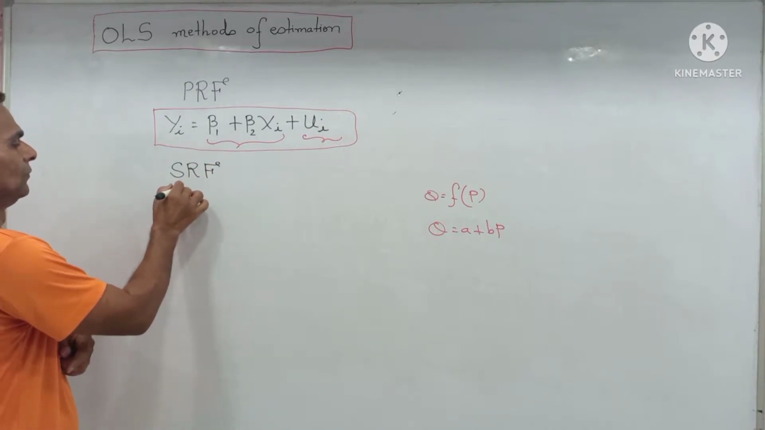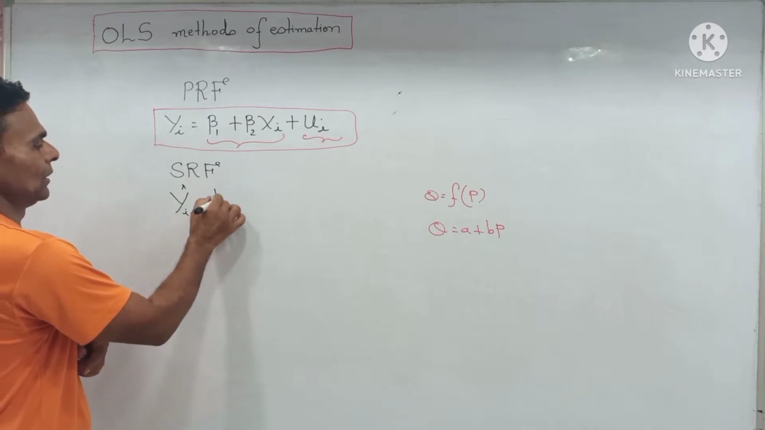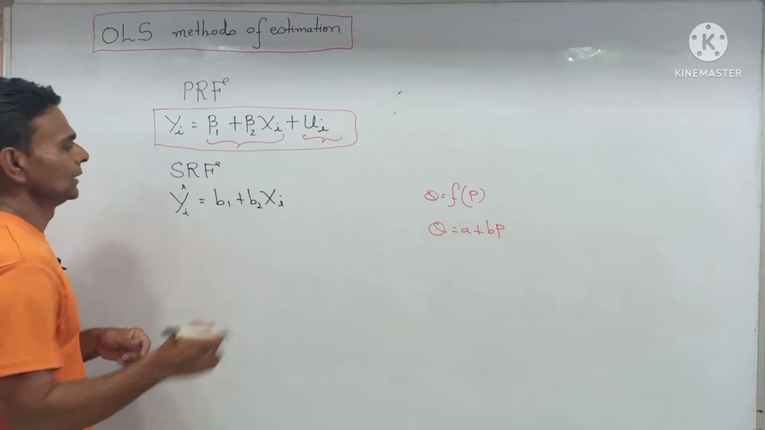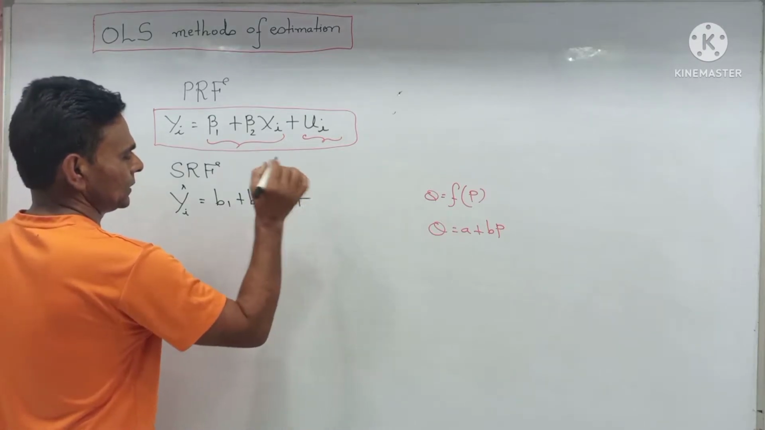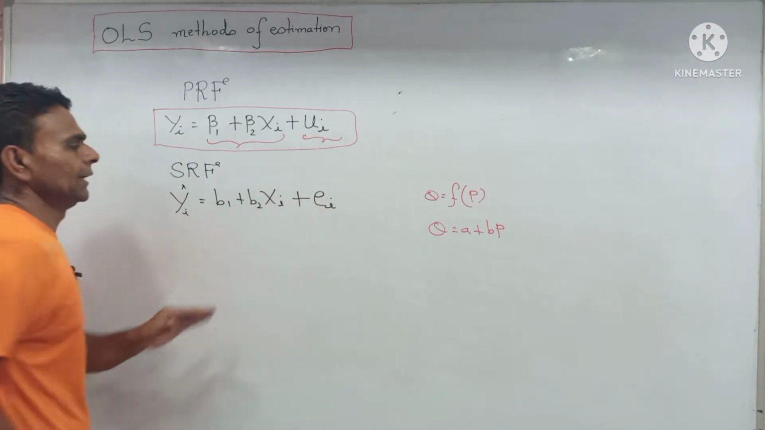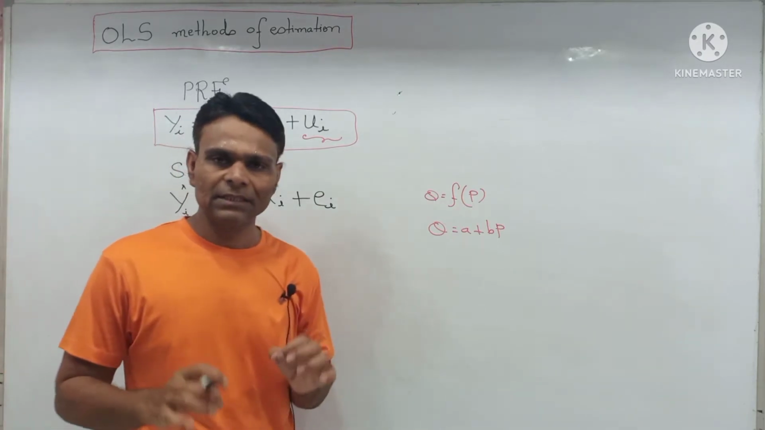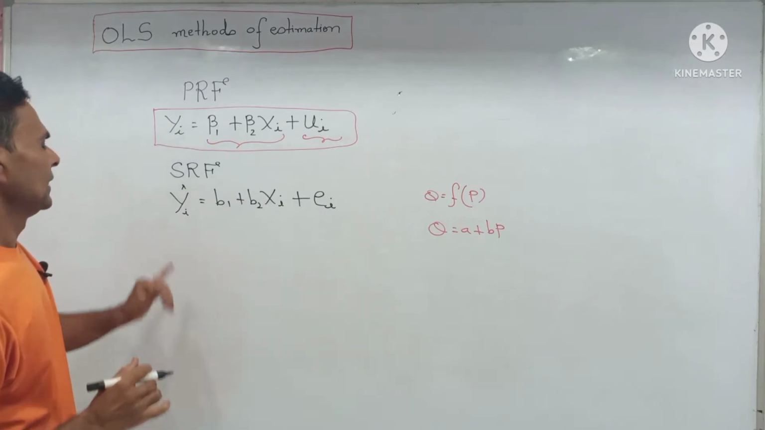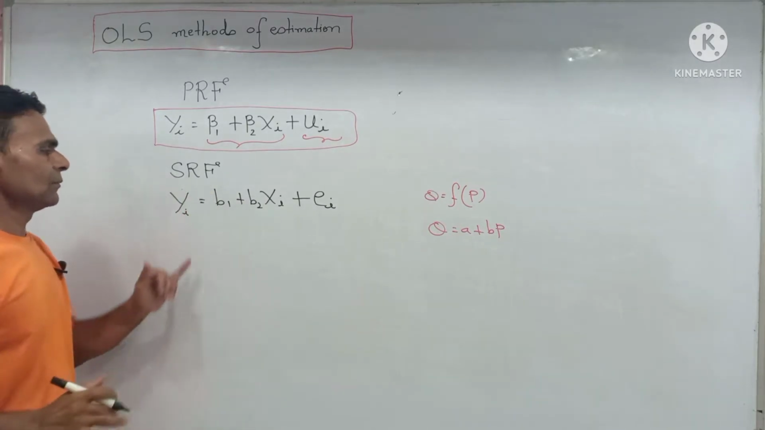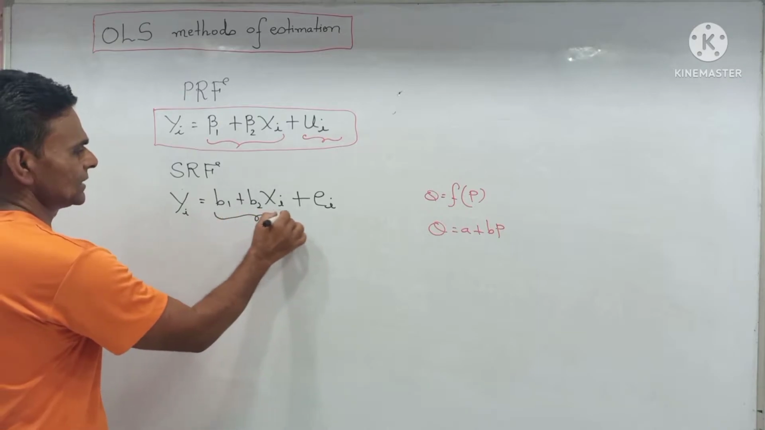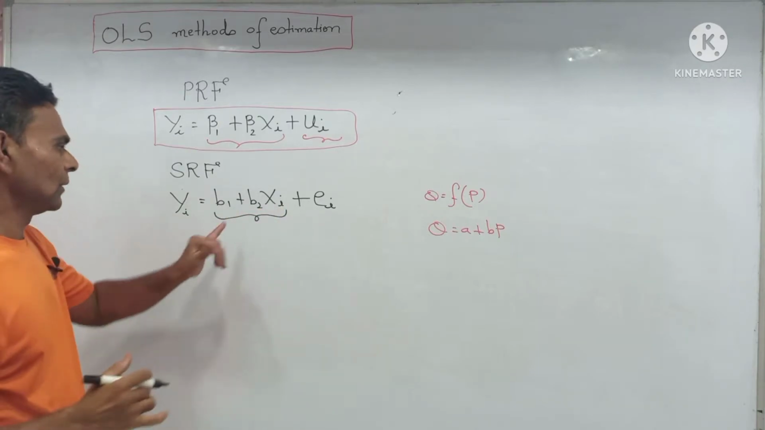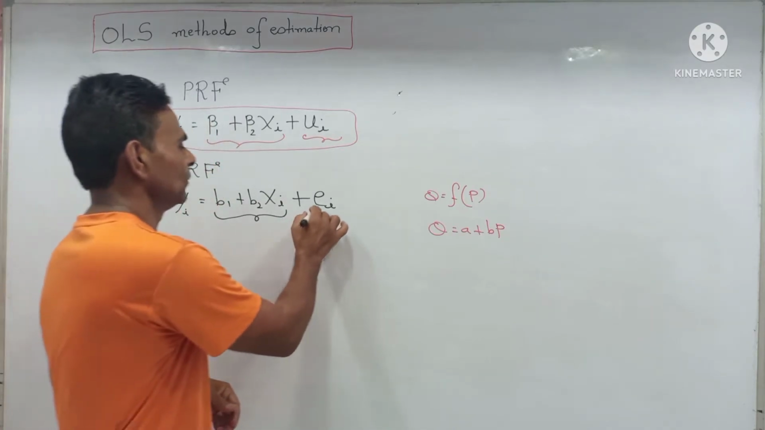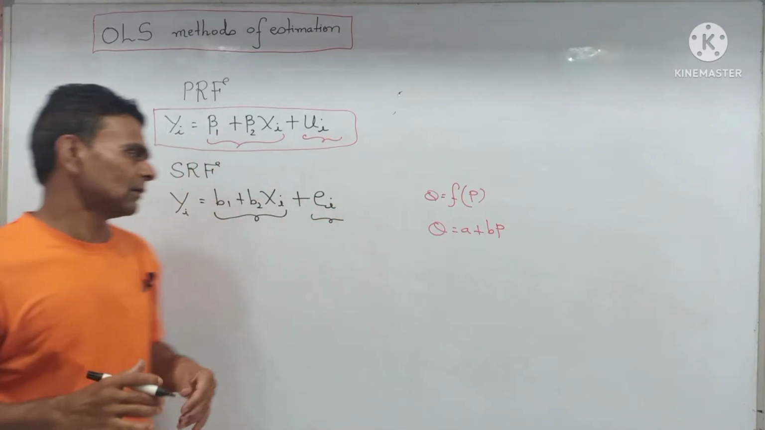You can see the sample regression function: yi equal to b1 plus b2 xi plus ei. Here the disturbance term in the sample regression function is denoted by ei. This is the sample regression model. This value is systematic. It also has two components. The first component is the predicted value, and the second component is the stochastic error term.